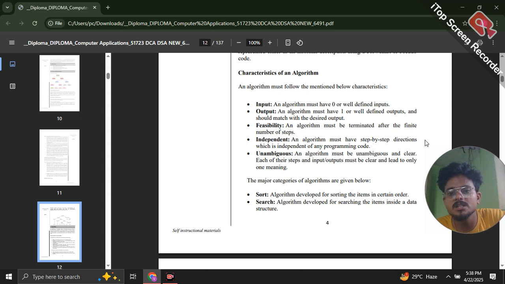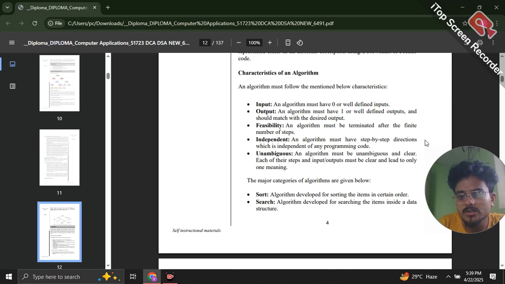Feasibility: an algorithm must terminate after a finite number of steps. In feasibility, we count steps. Independent: an algorithm must have step by step directions which are independent of any programming code. And unambiguous: an algorithm must be unambiguous and clear. Each of its steps, inputs and outputs must be clear and lead to only one meaning.